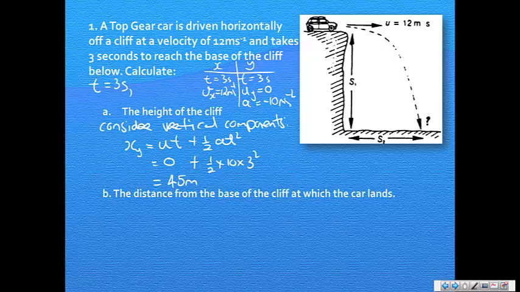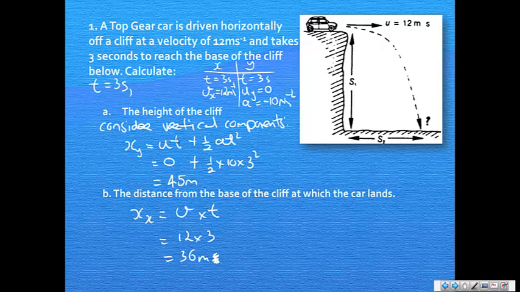So how would I find the horizontal range? Well, we know that the horizontal range is given by the velocity times the time, because there's no acceleration in that direction. So we're left with 12 times 3, which is 36 metres.